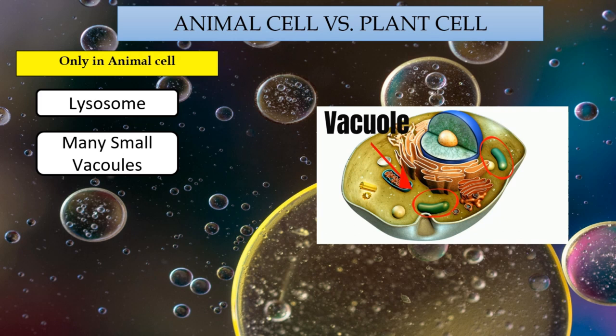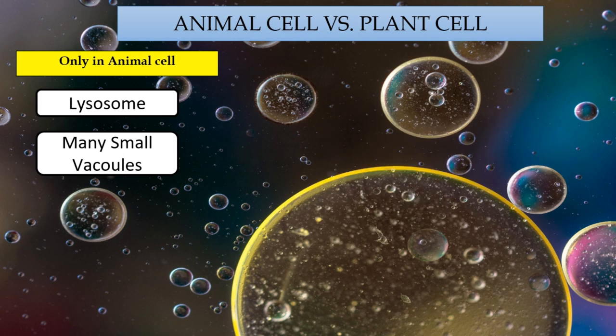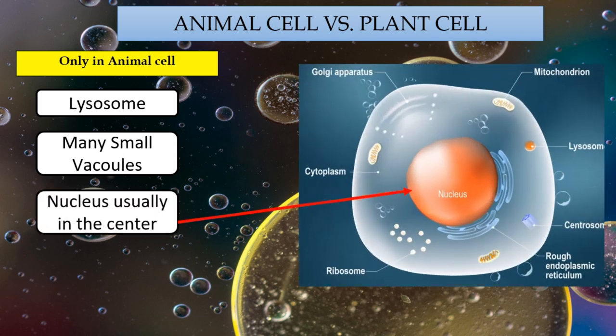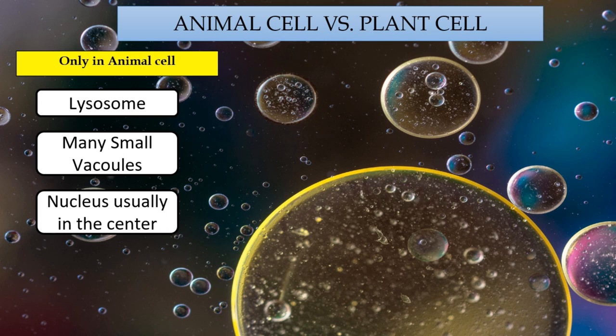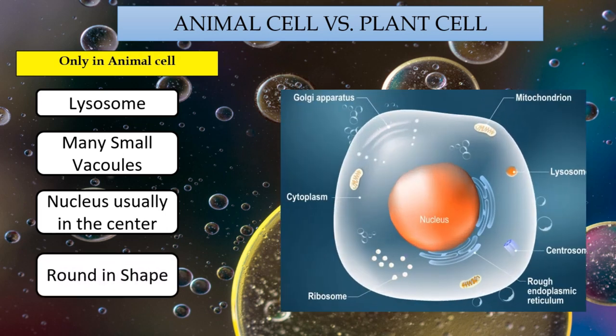Next, animal cells have many small vacuoles. Third, the nucleus in an animal cell is at the center of the cell. And lastly, animal cells are round in shape.